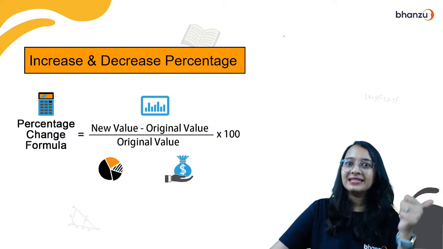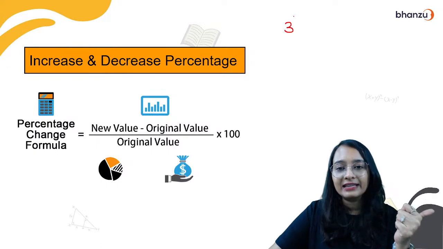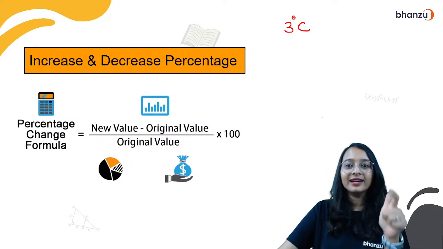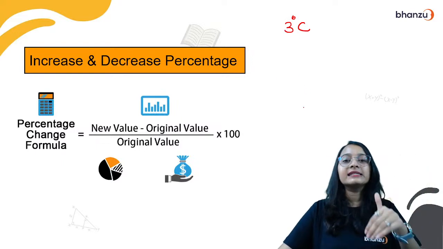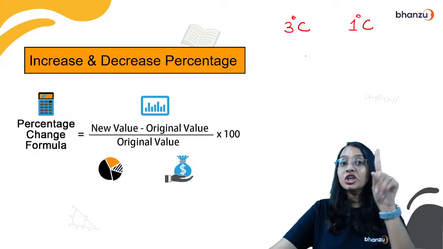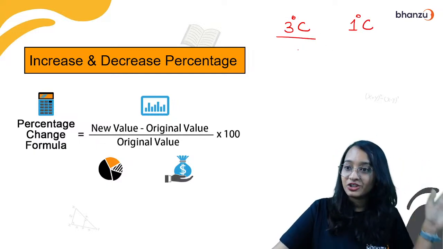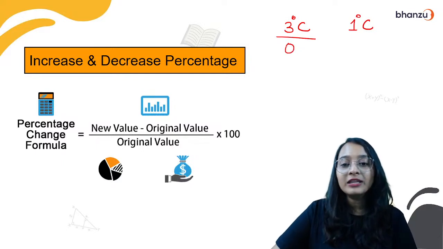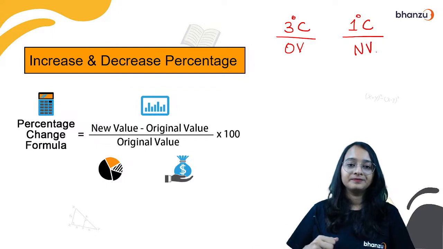For example, let's think we are living in Antarctica. So yesterday the temperature was a little higher. I will say 3 degree. In Antarctica, this is a higher temperature. So now today it is a little colder. So let me take it as 1 degree. So originally what was the temperature? Initial, the first temperature, yesterday's. So this would be the original value and this would be the new value.